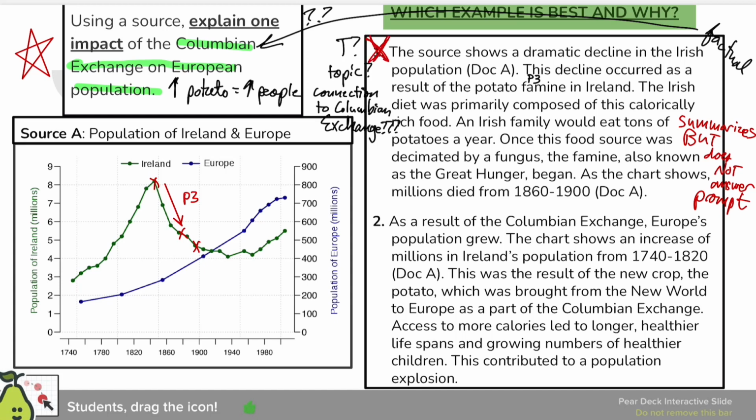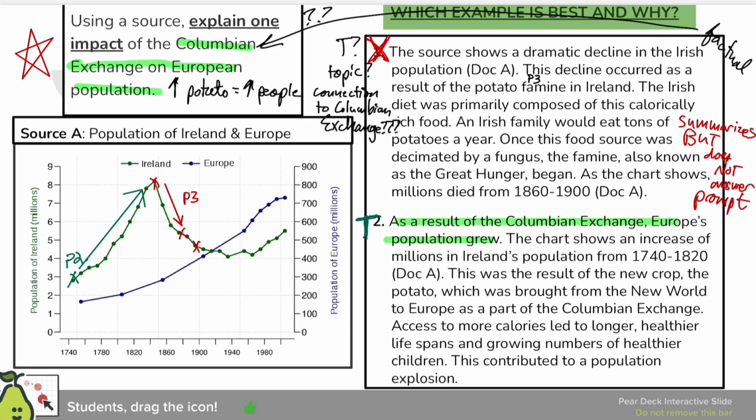Versus number 2. "As a result of the Columbian exchange, Europe's population grew." Look at that topic sentence. They are telling me, the reader, that one of the effects was an increase in population in Europe, and that the rest of my paragraph is going to be spent backing up that claim with evidence from outside the document, but also using the document itself.